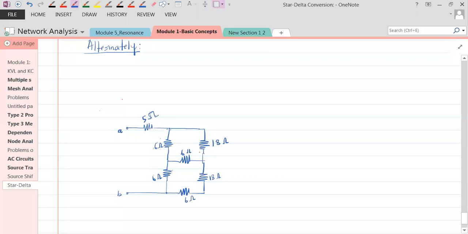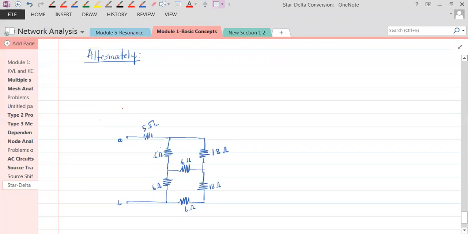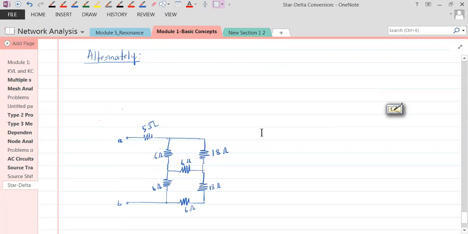This is the network given. So what can we do to obtain RAB? Suppose we are not approaching the 6, 6, 6. Understand that? See here, there is a delta. Can you see, this is a delta. 6, 6, 18 is a delta. See this 6 ohms, 6 ohms, and 18 ohms is a delta.